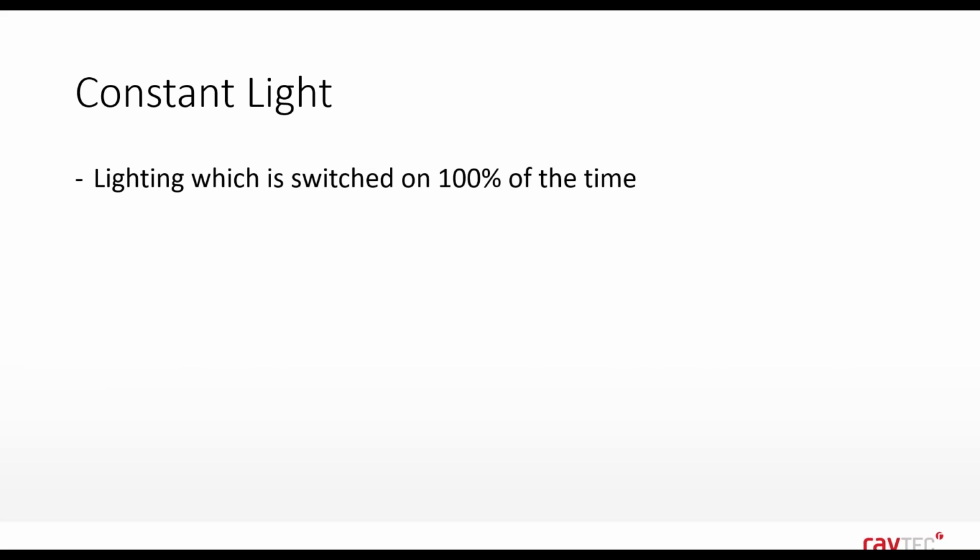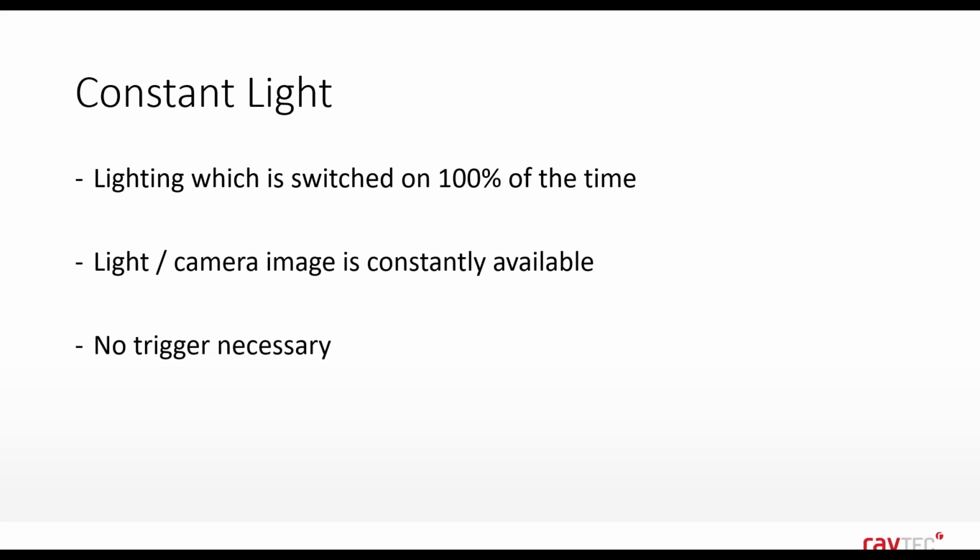And we'll start with constant light, which most people will be familiar with. Constant light is lighting which is switched on 100% of the time, and this means that it's constantly available for the camera, and the camera can constantly take images. It also means that no trigger is necessary to initiate the light, because it's always switched on, so it doesn't need anything to turn the light on or turn it off. It's always there.